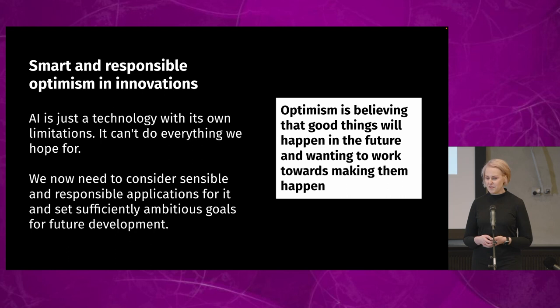So it doesn't do everything that we want, and that's completely fine. But we need to consider the sensible and also responsible applications for it and set sufficiently ambitious goals for the future development of AI. But I am an optimist, and that means that I believe that good things will come out of this. So if you want to talk about dystopias, I'm not the right person for that. Optimism means that I believe that things will turn out well if we work towards those goals. So I'm hoping that everything will turn out for the better.